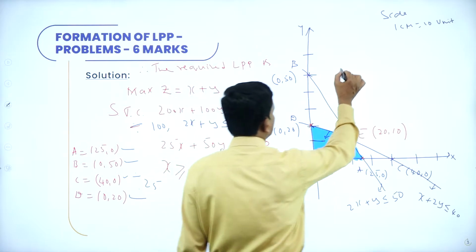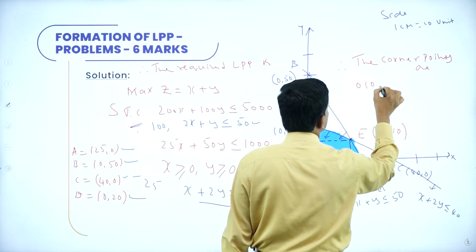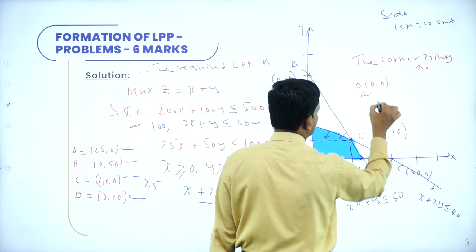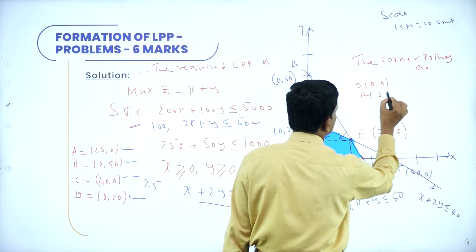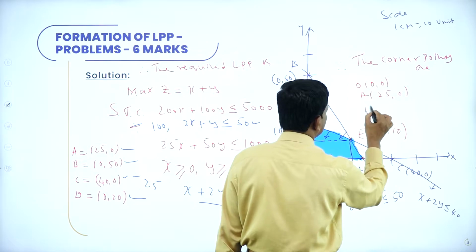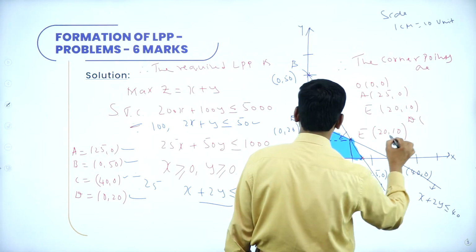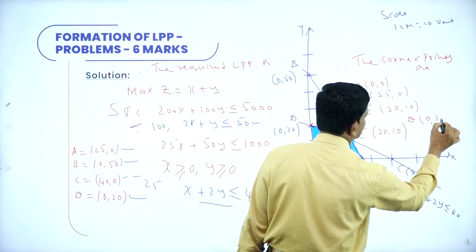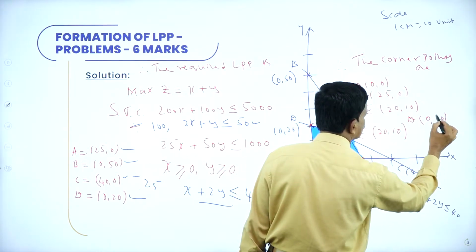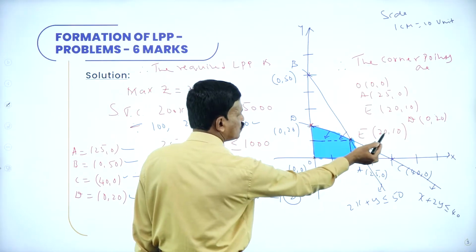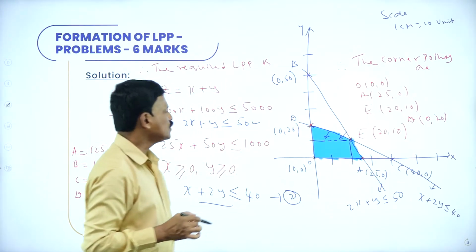So therefore the corner points are O 0 comma 0, then A 25 comma 0, E 20 comma 10 and D 0 comma 20. These are the corner points. See here: O 0 comma 0, A 25 comma 0, E 20 comma 10 and D 0 comma 20.